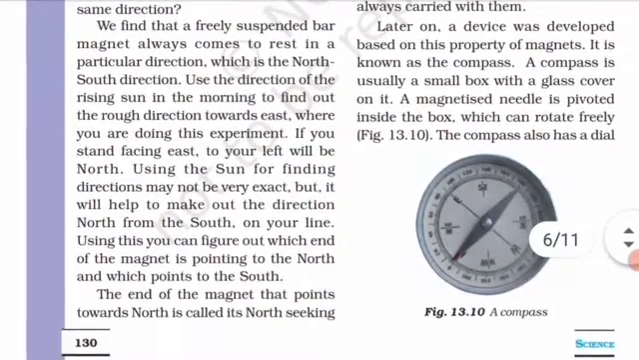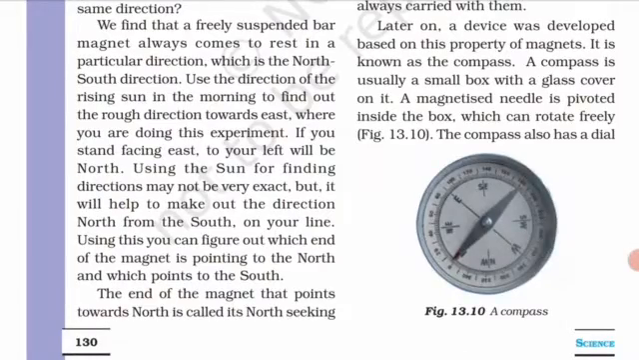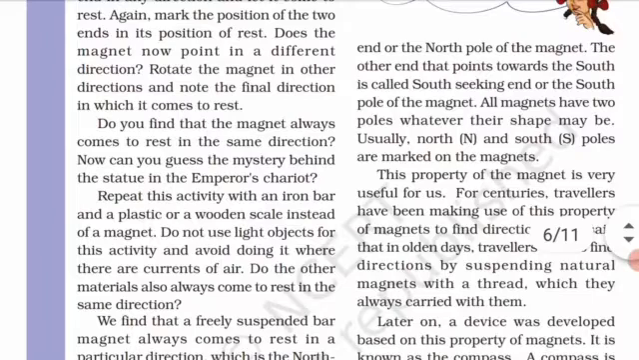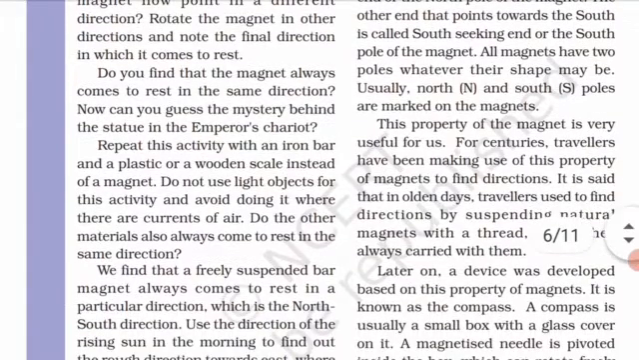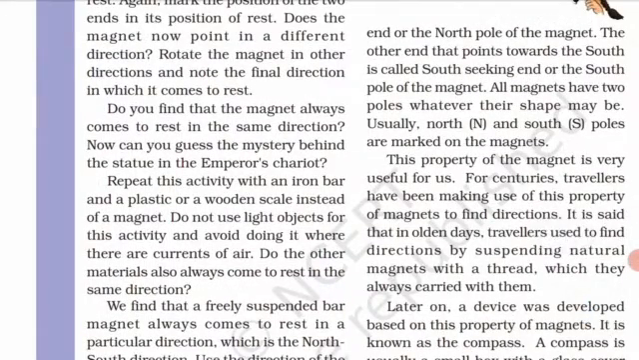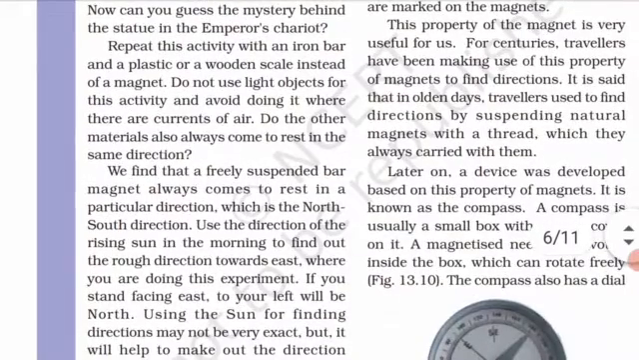The end of the magnet that points towards north is known as the north seeking end or north pole of the magnet, and the other end that points towards the south is called the south seeking end or south pole of the magnet. All magnets have two poles, whatever their shape may be, whether it is a U-shaped magnet, a bar magnet, or a cylinder magnet. Usually N for north and S for south pole are marked on the magnet. This property of the magnet is very useful for us.